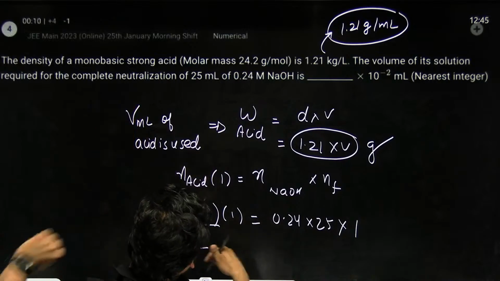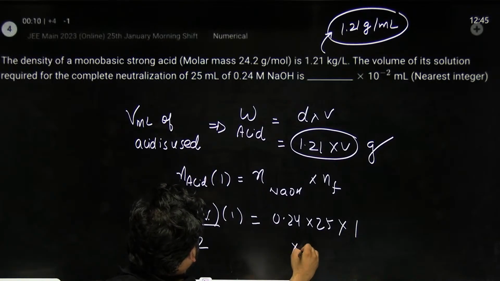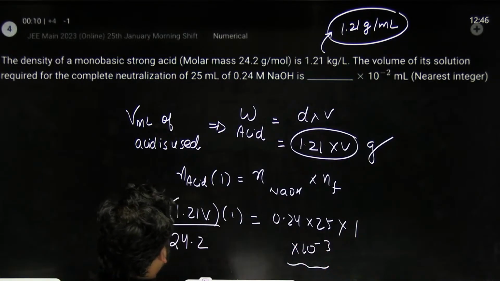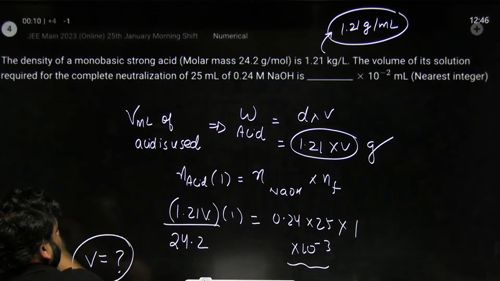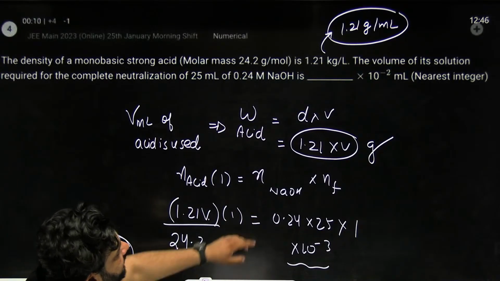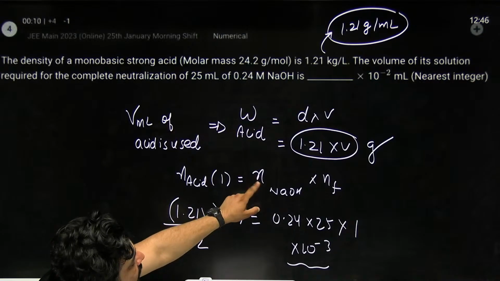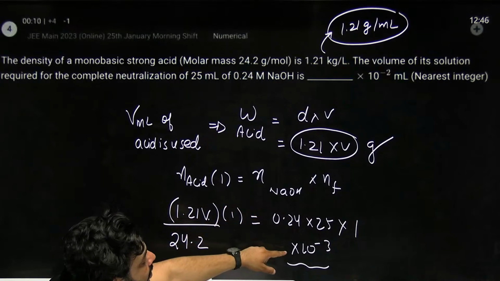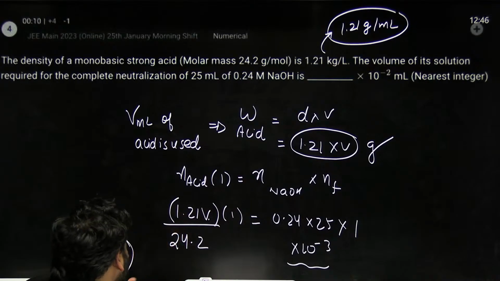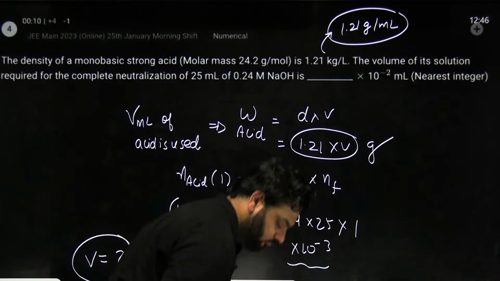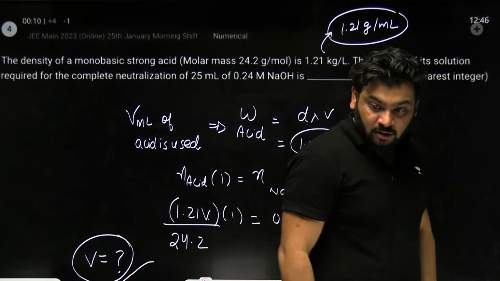So do one thing, if these are millimoles, then also put 10 to the power minus 3. You solve this question, and then you will get the volume V here. Getting me? This is number of moles. Sorry, this is millimoles. So we have applied 10 to the minus 3. Now it has become moles. It is also moles. Solve it, and you will get your value of volume. Right, guys?